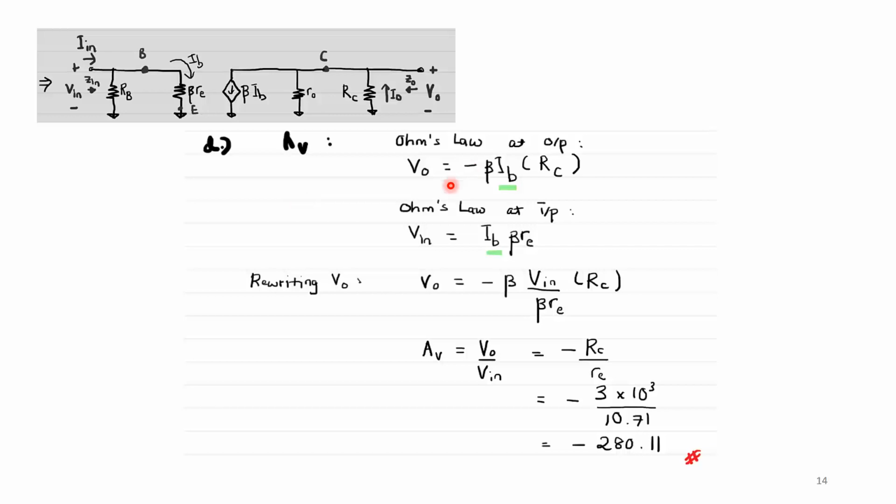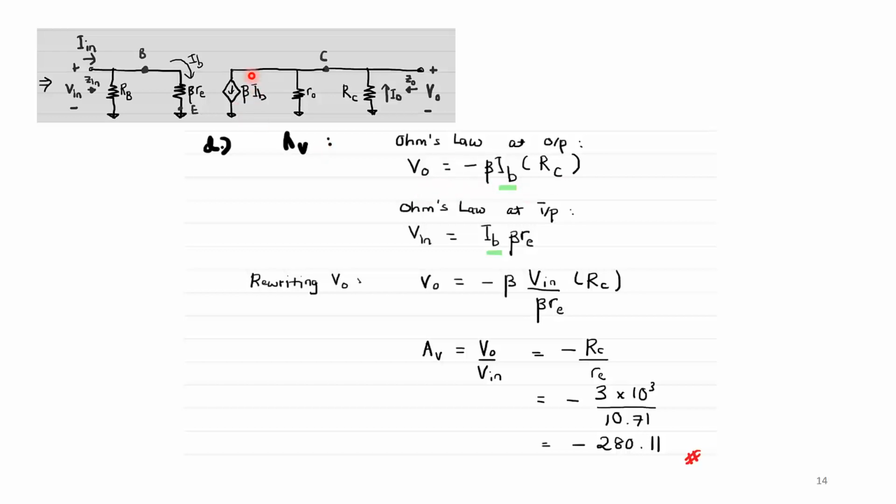We first find Vout using Ohm's law. This time for Zout, we don't set Vin equal to 0 anymore because we have already calculated Zout. Setting Vin equal to 0 is only for calculating Zout. Now to find the voltage gain, we'll have to find an expression. Using Ohm's law, Vout is going to be equal to minus beta IB RC.